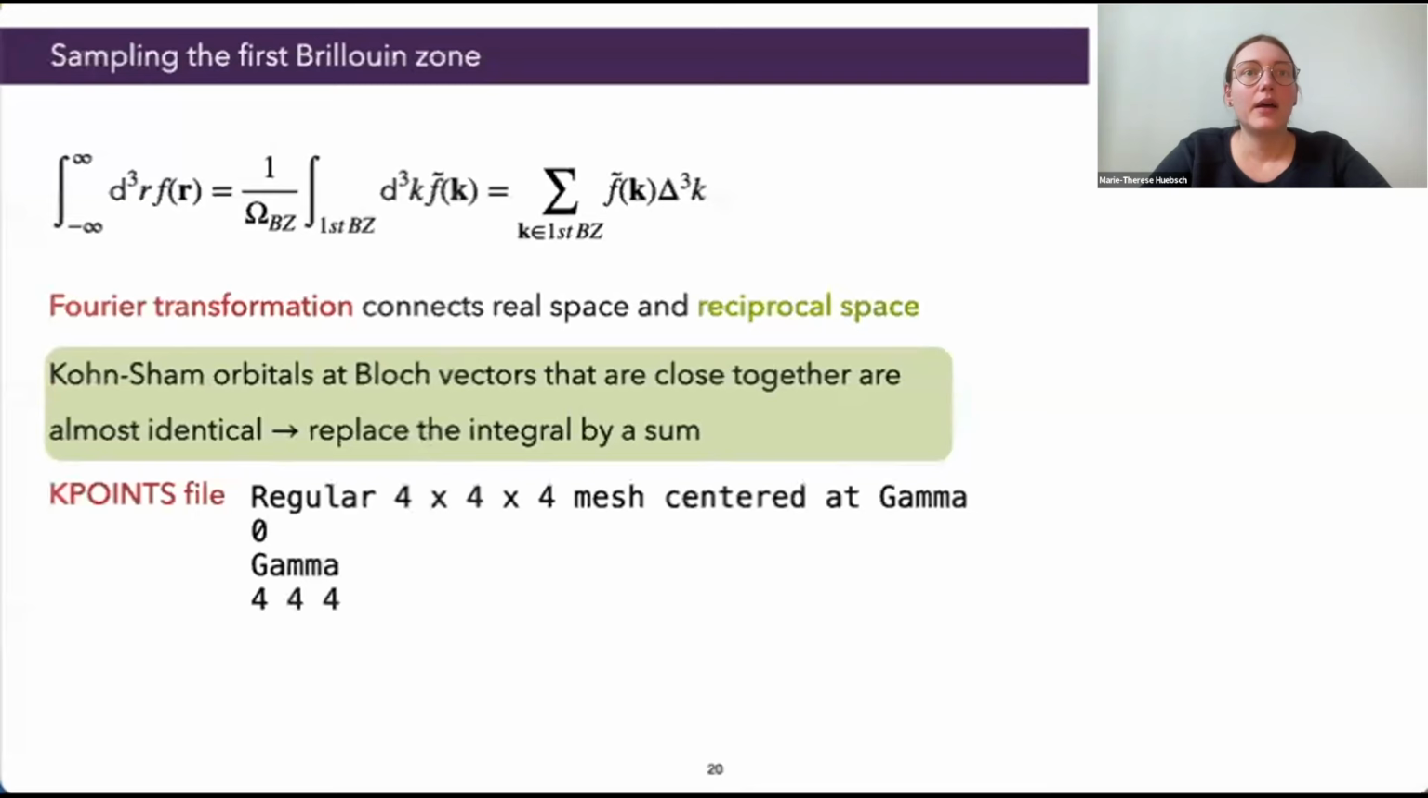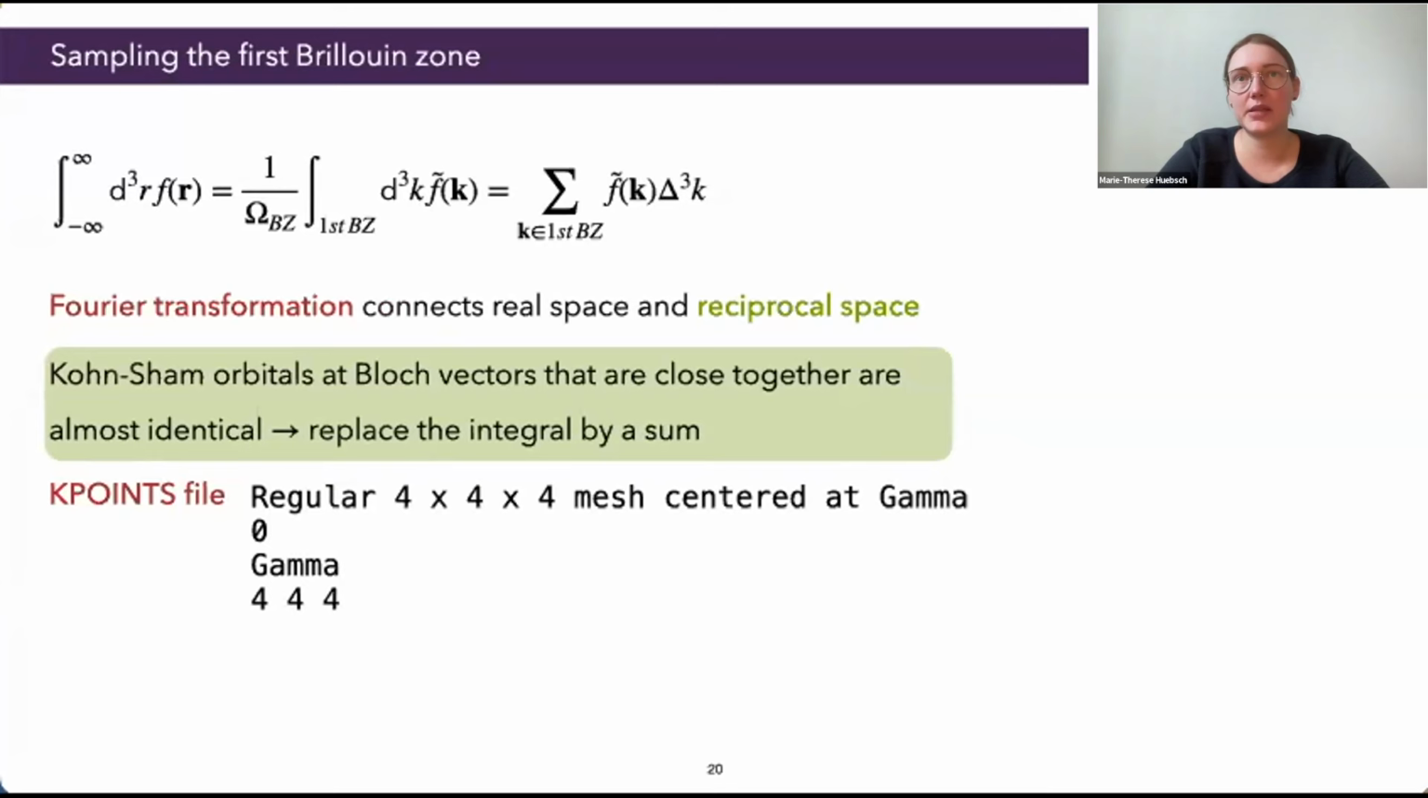For an SCF calculation, in practice, that is a regular mesh with evenly spaced k points. The k points are specified in the k points file, like in this example. The first line is again a comment line. The second line selects the automatic generation of a k-point mesh. The third line then tells VASP to include the origin in the k-mesh. And finally, the last line specifies the number of points along each direction in reciprocal space.